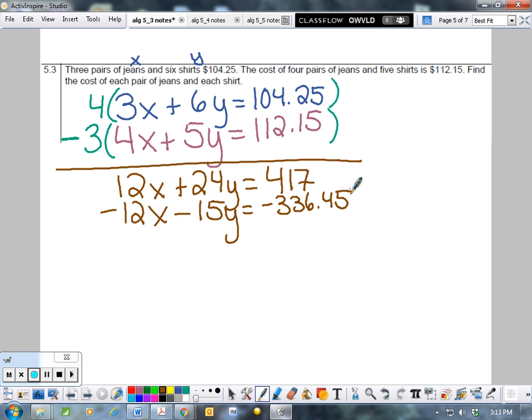But now I have the ability to add these together. So I can add these together. Yay, the x's cancel. So 24y minus 15y is 9y. Now I'm going to do 417, subtracting that decimal.